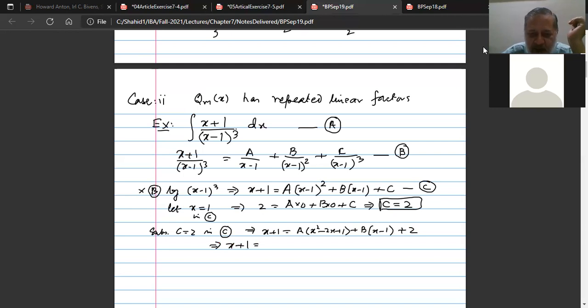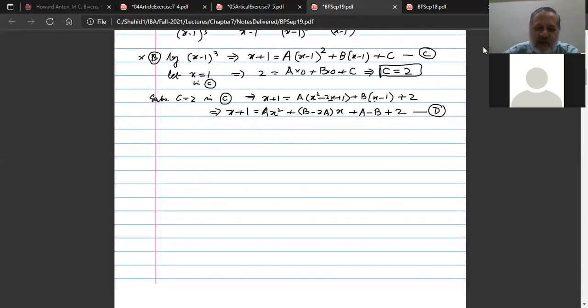एक टर्म थ्रू आउट राइट साइड पर एक्स स्क्वायर की है, लिहाजा ए एक्स स्क्वायर. एक्स की एक टर्म यहाँ पे है और एक टर्म यहाँ पे है. -2a और b, तो b -2a x, एक कांस्टेंट टर्म यहाँ है, एक कांस्टेंट टर्म यहाँ है, एक कांस्टेंट टर्म यहाँ है. That makes a from here minus b from here plus 2 from here. And then we go for a step which is called comparing coefficients.